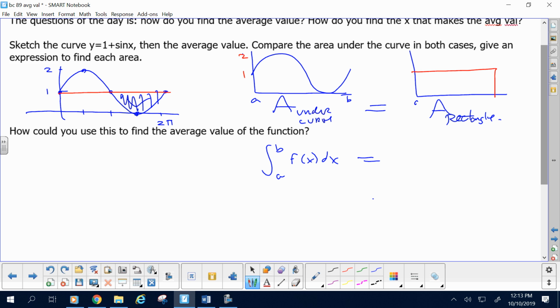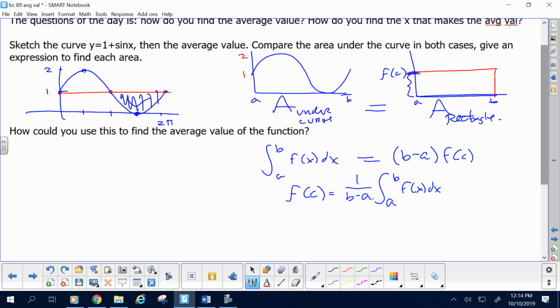What's the base of the rectangle? B minus a for the width. What's the height of the rectangle? What is this y value? Well, that's f at c. That's the average value, right? Well, if you wanted to calculate the average value, instead of trying to think it looks about like this, you want to actually find it, nail it. F at c then is 1 over b minus a times the integral.